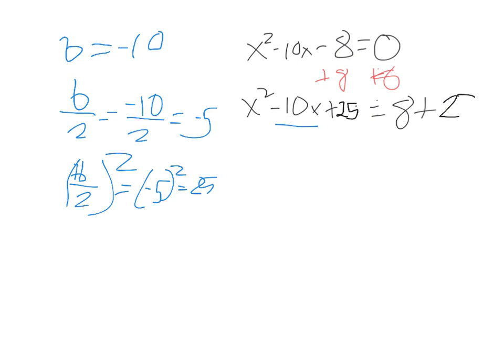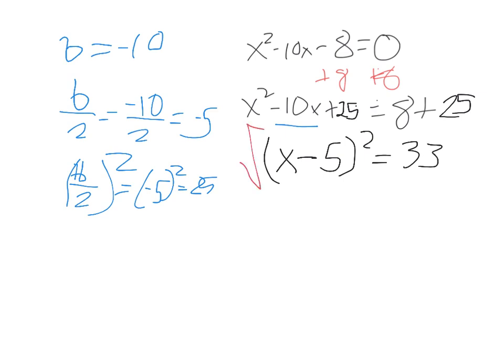25 to both sides. Now, I factor this side by saying x minus, because it's negative 5, b over 2 squared, equals 8 plus 25. 8 plus 25 is 33. Boom, boom. Okay. Next step, take the square root of both sides.